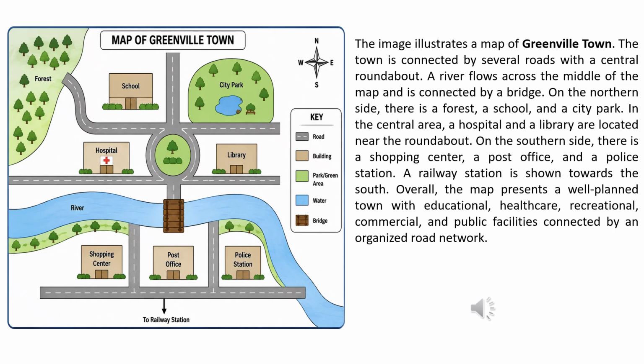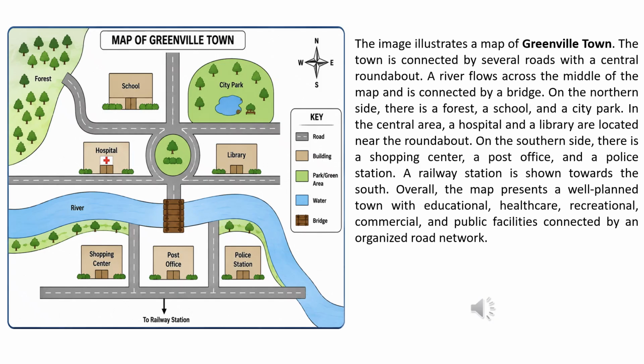The image illustrates a map of Greenville town. The town is connected by several roads with a central roundabout. A river flows across the middle of the map and is connected by a bridge. On the northern side, there is a forest, a school, and a city park. In the central area, a hospital and a library are located near the roundabout.